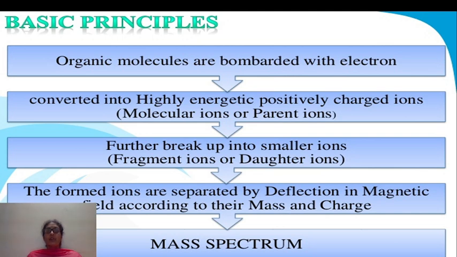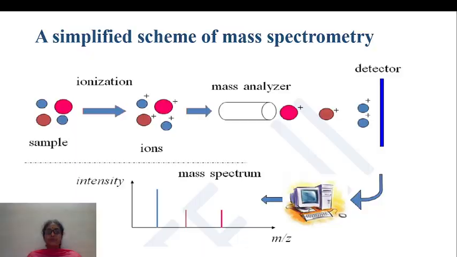The basic principle involved in this technique is that organic molecules are bombarded with electrons and converted to highly energetic positively charged ions. Molecular ions are the parent ions. These further break up into smaller ions, called fragment ions or daughter ions. The formed ions are separated by deflection in a magnetic field according to their mass and charge. Finally, it reads the mass and charge of the protein in a mass spectrum.